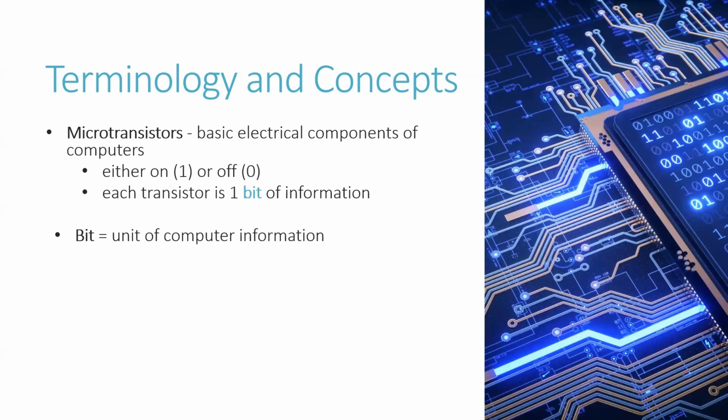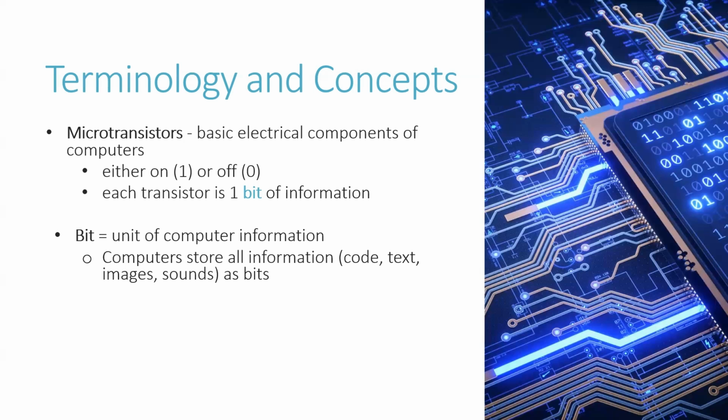So a bit is an abstract idea of information. It's a unit of computer information. Behind it is a physical microtransistor, but we won't go into the electrical engineering of it. That's as far as we'll go here. Just understand that bridge from a physical thing to an abstract idea of information. And that unit of information is called a bit. So computers store all this information, all its data, whether it's computer code, text, images, or sound, as bits.